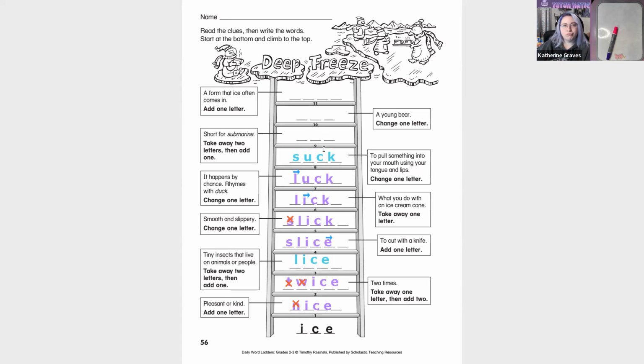All right. We have 3 left. I believe we can finish them. We've gone a little over our time, but I think we can finish these up. Seeing as how this is our last one for a while. Short for submarine. Take away 2 letters, then add 1. We are going to take away C and K, and it's going to be short for submarine.